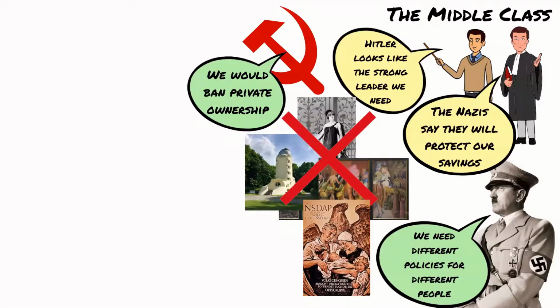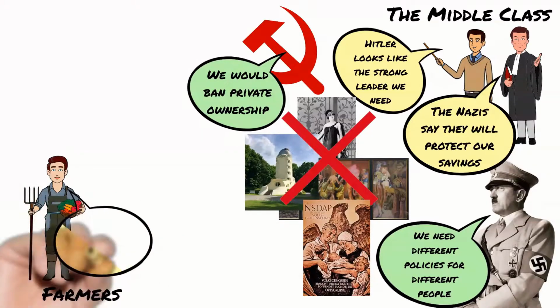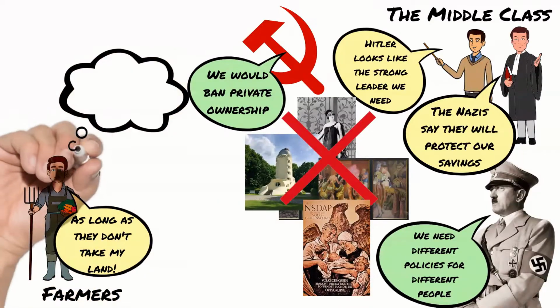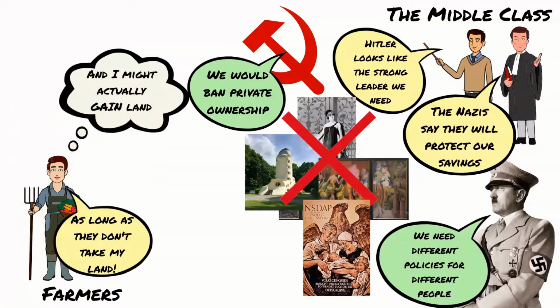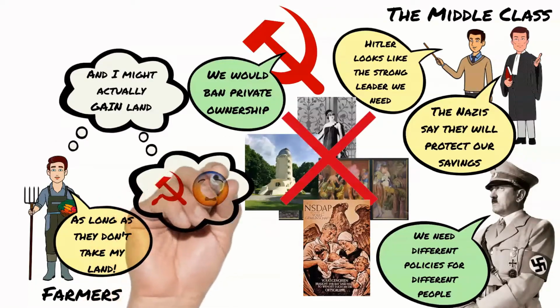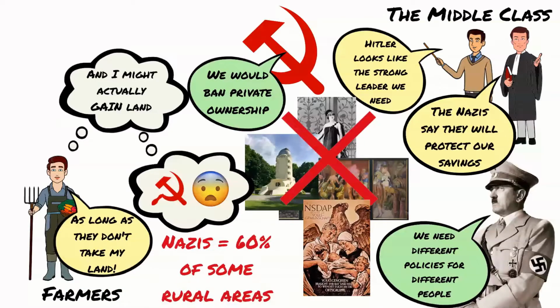More strong support came from farmers. The Nazis had changed their policy of confiscating land in 1928 and now said they would only confiscate the land of Jewish people. Many farmers were hopeful that if the Nazis got in power, they would gain land from the Jewish people rather than lose it. Like other groups, farmers were particularly worried about communism, as should there be a communist state, their land would be confiscated. These were powerful motives for farmers, and in some areas the Nazis gained 60% of the countryside vote.